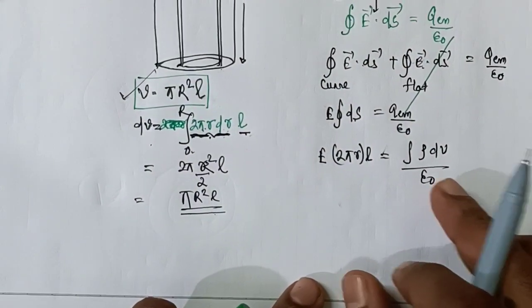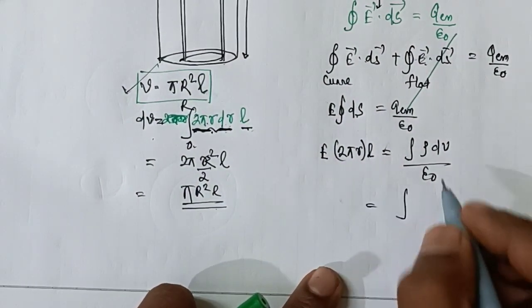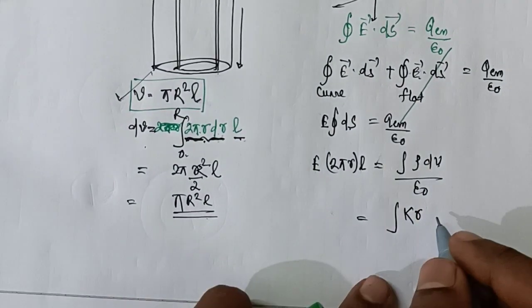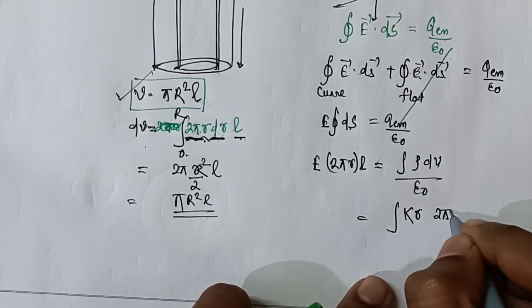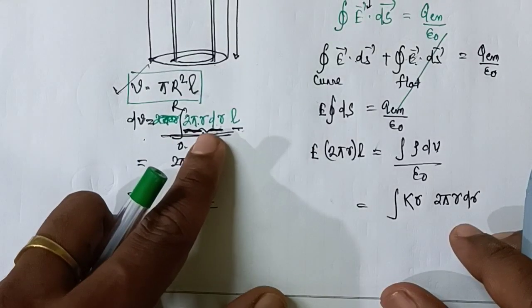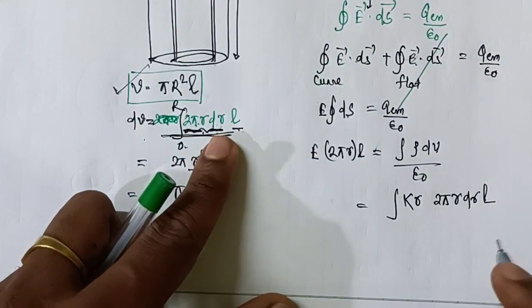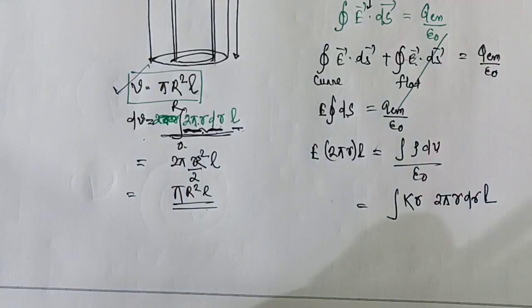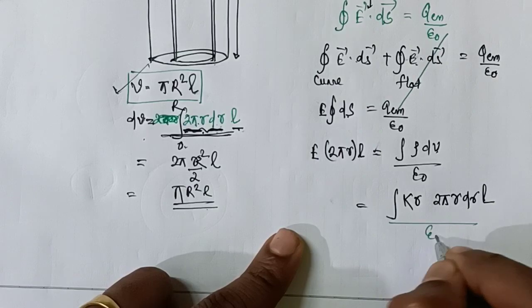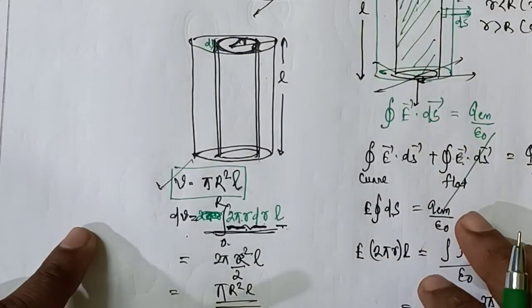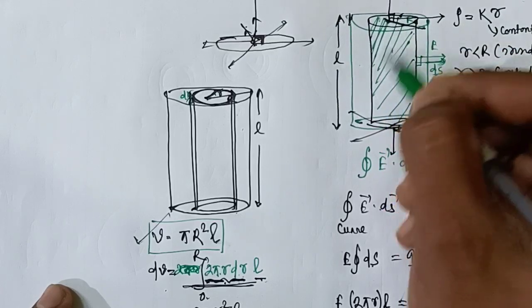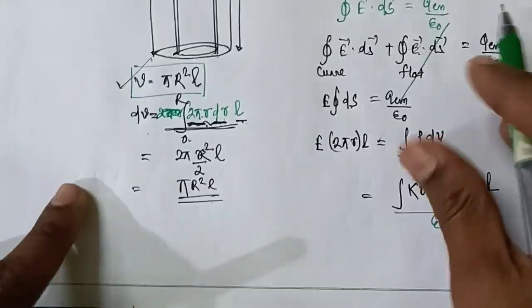Similarly, where rho dV is given, I will simply substitute rho, which is already given as Kr. And dV, what will I substitute? This is nothing but 2 pi r dr into L. This is the way I have to solve these questions. And this is epsilon, and what is the limit? Because I have considered my Gaussian surface to be this, only this section we will look into. So my limit is 0 to r.